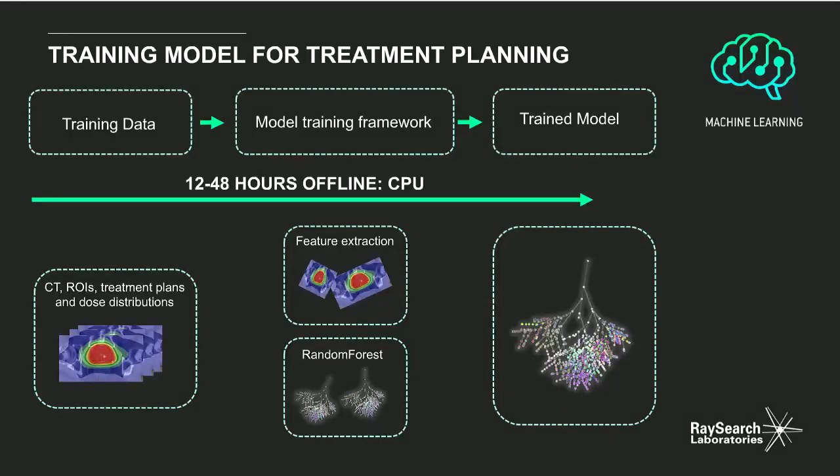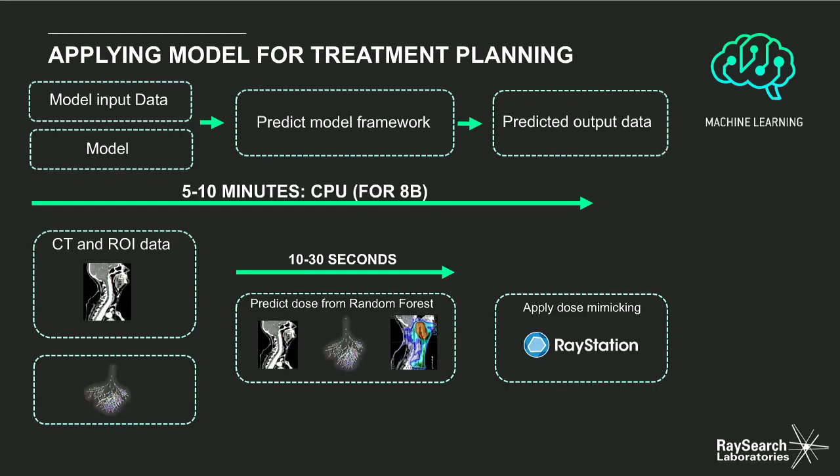So if we move on to this one and we look at the same framework as before, the training data now is the CT, the ROIs, and the treatment plans with dose distributions. And here we train so-called random forest models, so it's not a deep learning technique, it's more of a classical machine learning technique. And we generate these random forests out of this training data, so the model is basically a collection of random forests. And these are also then completely anonymized.